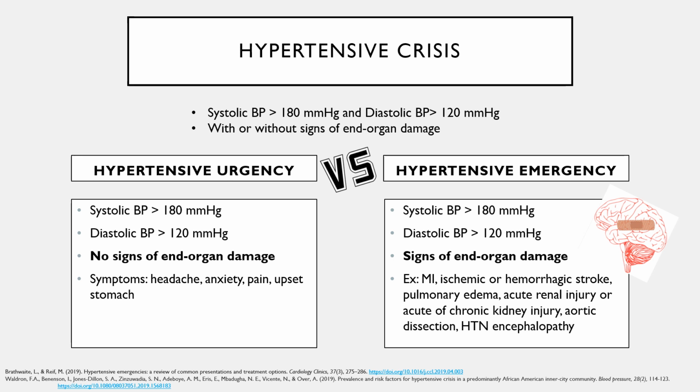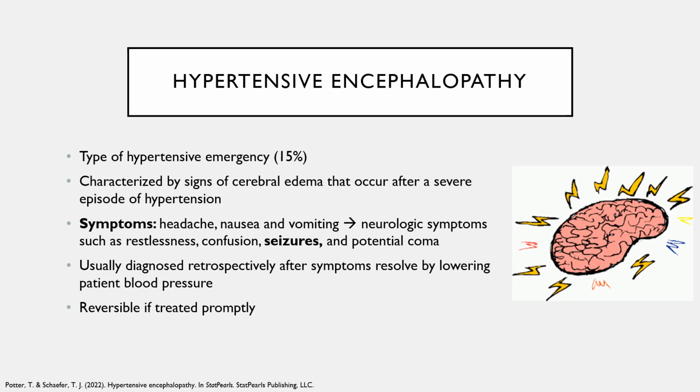In an article by Latoya Brathwaite and Max Reif, they describe a hypertensive urgency situation as not having end organ damage, but rather symptoms of headache, anxiety, and upset stomach may be experienced. On the other hand, a hypertensive emergency occurs when there are signs of end organ damage and immediate treatment is necessary. So my patient fell into the category of having a hypertensive emergency. His blood pressure when admitted was greater than 240 over 120, and he was showing signs of possible brain damage presenting with a seizure.